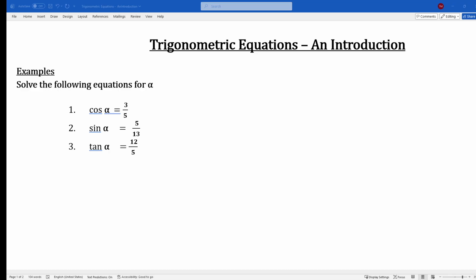In this lesson, we will focus on Introduction to Trigonometric Equations. We will look at three equations.